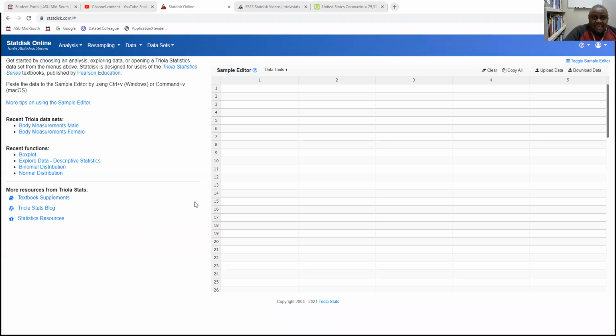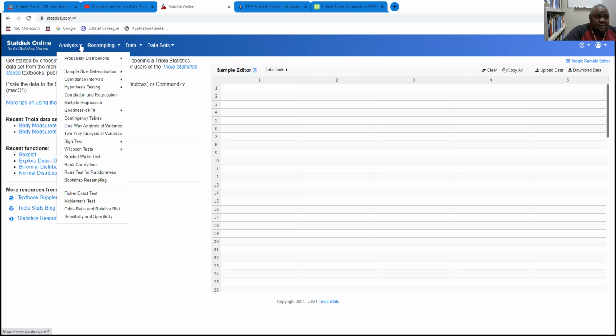Okay. So here, this is StatDisk.com. It's online. You should be able to know how to get into that. So you know you have to log in in order to get to StatDisk. Okay. Now, the first thing we're going to do here is click on Analysis, which is at the very top of the screen. The one you want to select is going to be Probability Distribution, since we're dealing with probability.